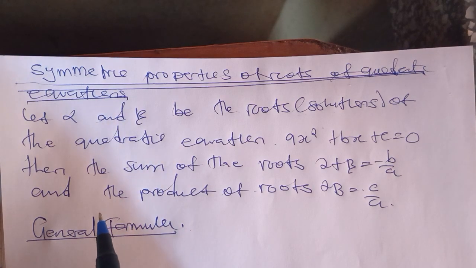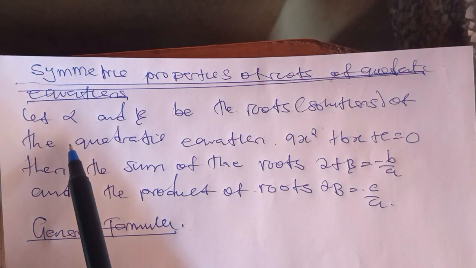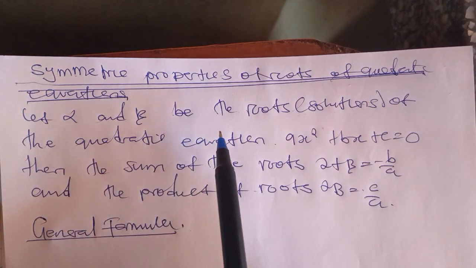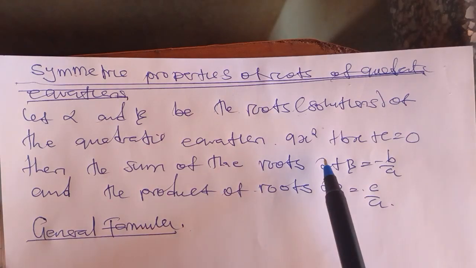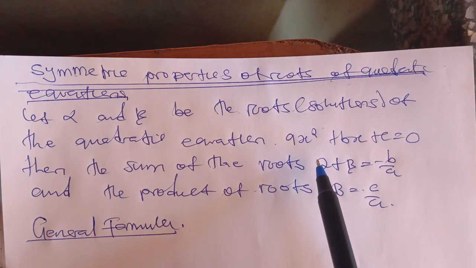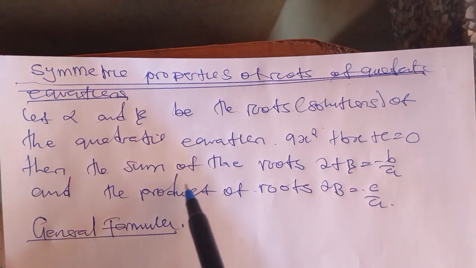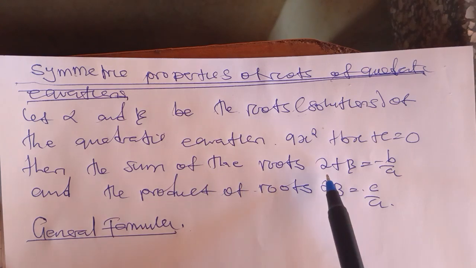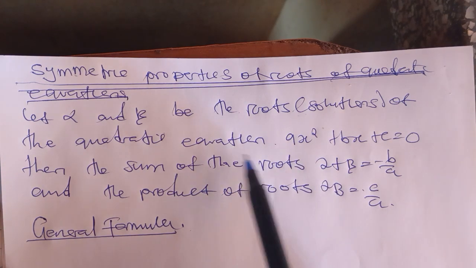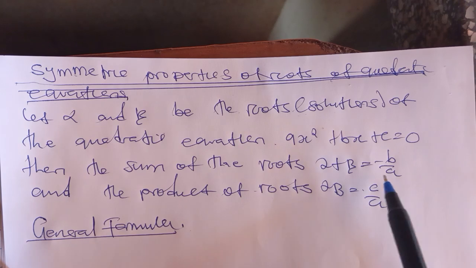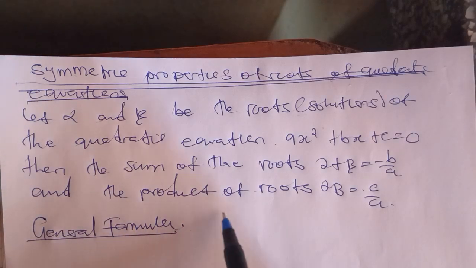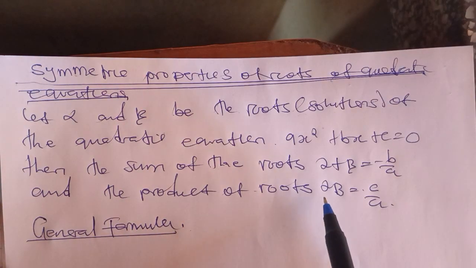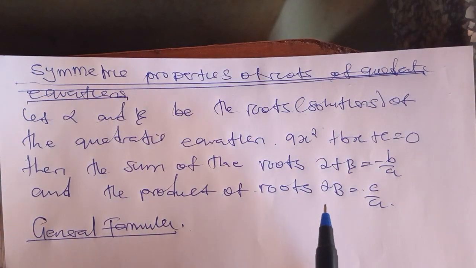So now we are saying that if alpha and beta are the roots or solutions of the quadratic equation ax squared plus bx plus c equals 0, then the sum of the roots, alpha plus beta, when we add the alpha and beta, we should get negative b over a as its formula, and the product of the roots, alpha multiplied by beta, we get c over a.